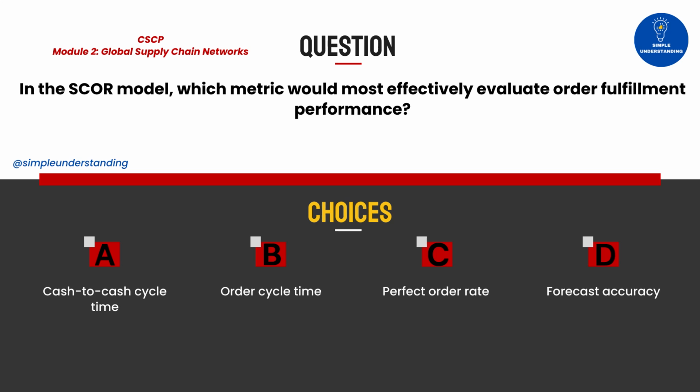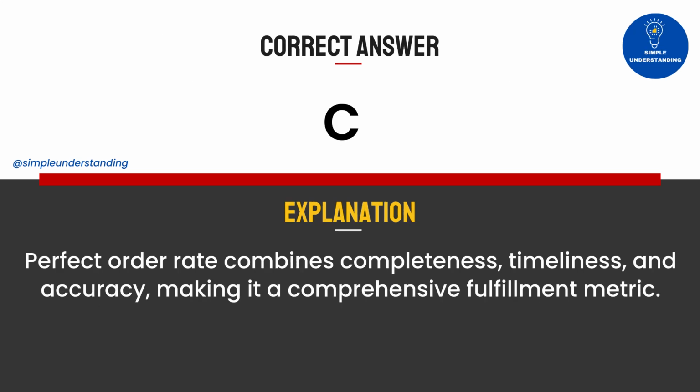10. In the SCOR model, which metric would most effectively evaluate order fulfillment performance? A. Cash-to-cash cycle time. B. Order cycle time. C. Perfect order rate. D. Forecast accuracy. Correct answer, C. Explanation. Perfect order rate evaluates completeness, accuracy, and timeliness, providing a comprehensive view of fulfillment quality.